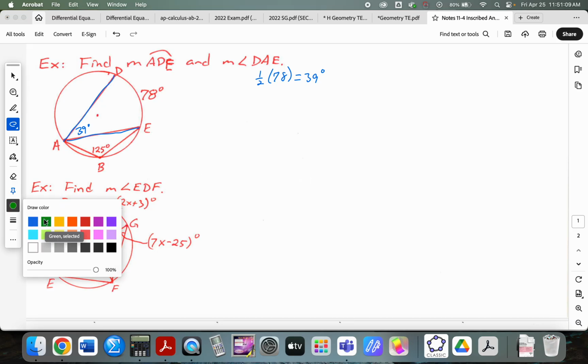Now for this next one, it wants me to find the measure of arc ADE.